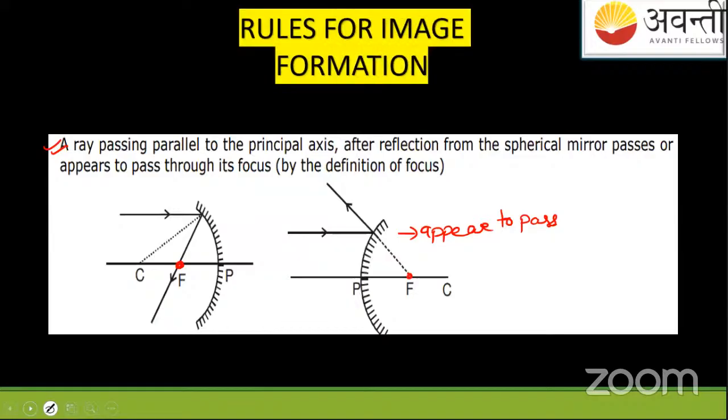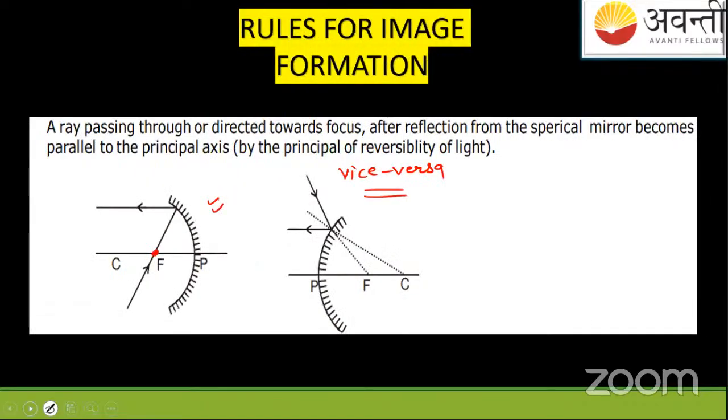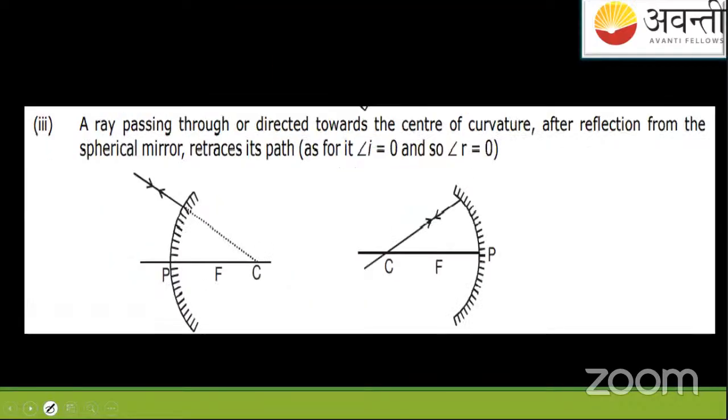Then we have seen some rules for image formation. If the ray is parallel to the principal axis, what's going to happen? It will pass through the focus. And then if a ray passes through the focus or appears to pass through the focus, as in the case of a convex mirror, it will retrace its path. Sorry, it will pass through the center of curvature.